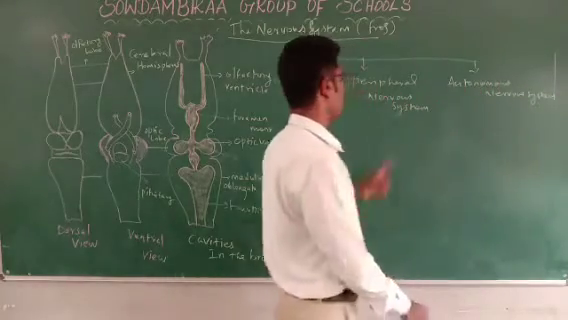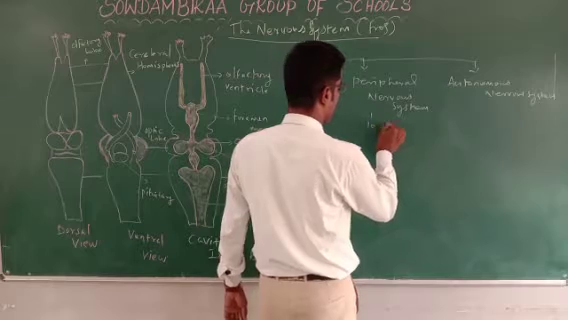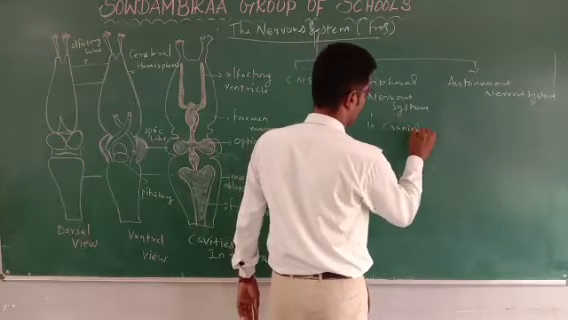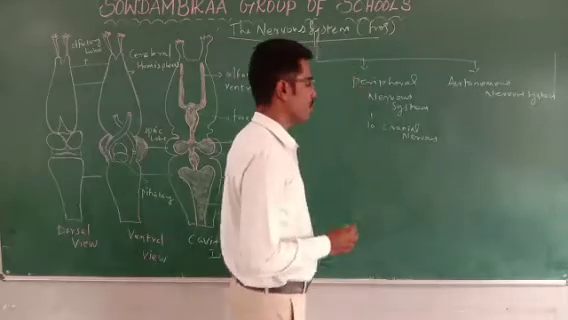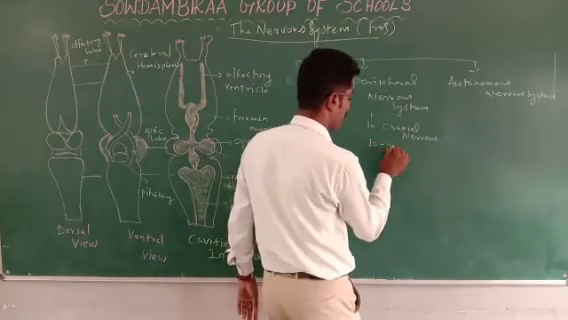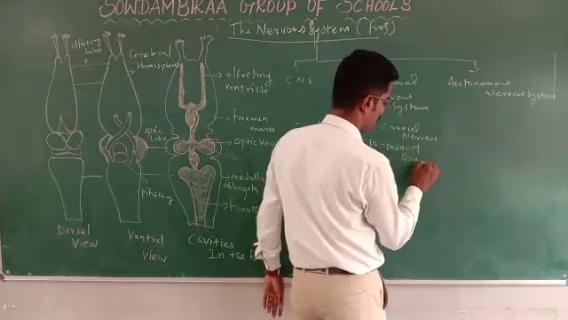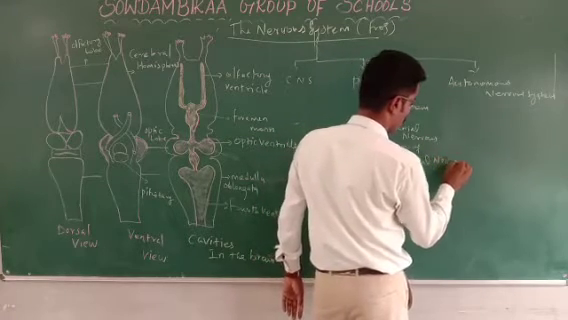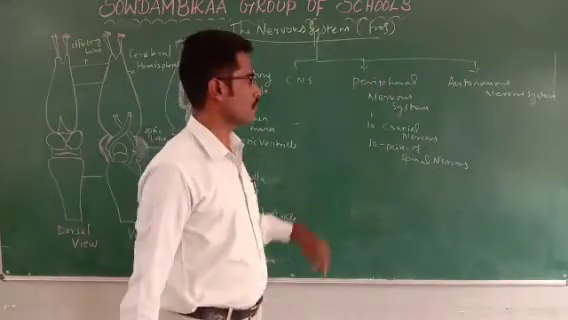Generally, the peripheral nerve system contains 10 pairs of cranial nerves and also 10 pairs of spinal nerves.